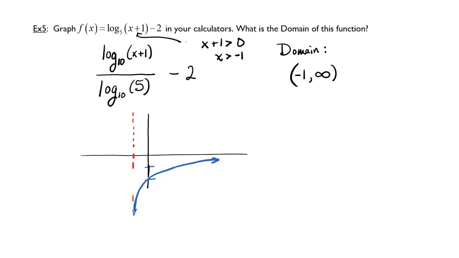And we get a function something like this, where the domain is from negative 1, not including negative 1, because it is a vertical asymptote at that point, all the way to positive infinity. So I hope this helps with logarithms, and now it's up to you to just practice them.